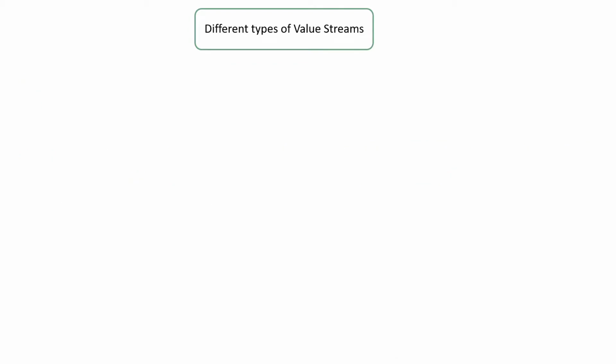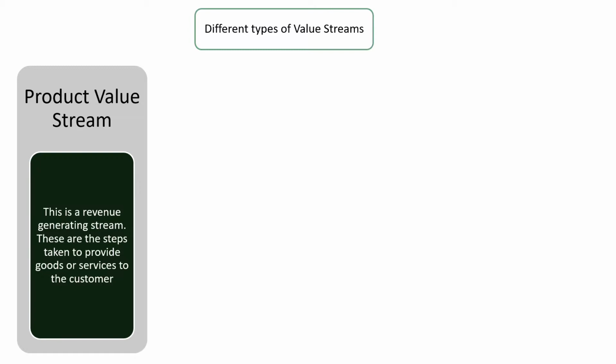The different types of value streams. In an organization, there are countless streams which can create value. However, all these value streams can be classified into 3 broad categories. First, product value stream. This is a revenue-generating stream. These are the steps taken to provide goods or services to the customer.